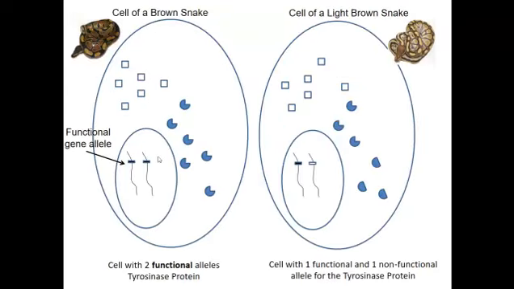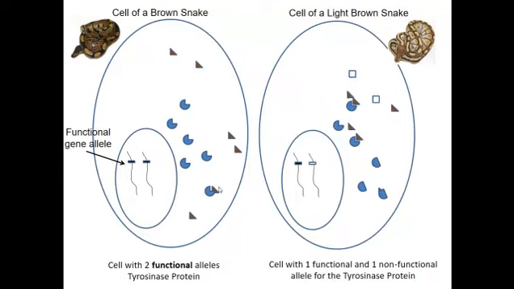Again, two functional alleles have plenty of functional tyrosinase, and they're making plenty of melanin. But somehow, in this case, we are making less melanin.